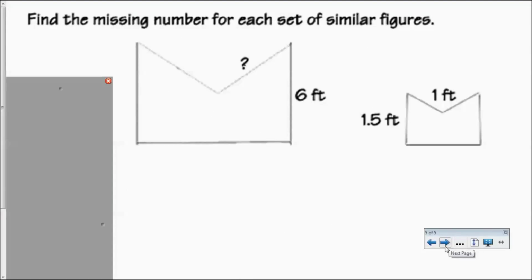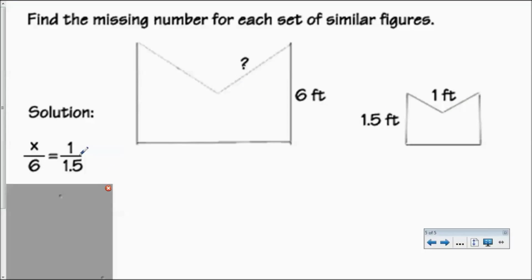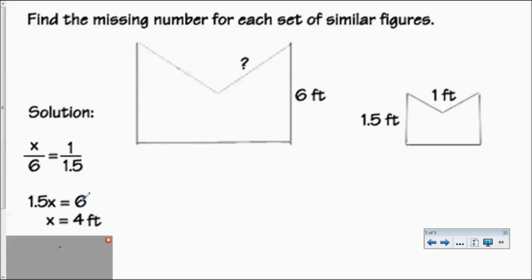Let's look at another example. Here we have a pentagon, and we want to find the missing number for each set of similar figures. I have the sides over here, 6 and 1.5 on the smaller one. For the diagonal, I want to know its measure. It corresponds to this side here, which is 1 foot. So I'm going to start by setting up a proportion. We have x, the unknown, over 6. So the diagonal over the side is equal to 1, the diagonal, over 1.5, the side. To solve this, we're going to cross multiply. 1.5 times x is equal to 6 times 1, which is 6. Undo multiplying by 1.5 by dividing by 1.5 on both sides, and you end up with 4.